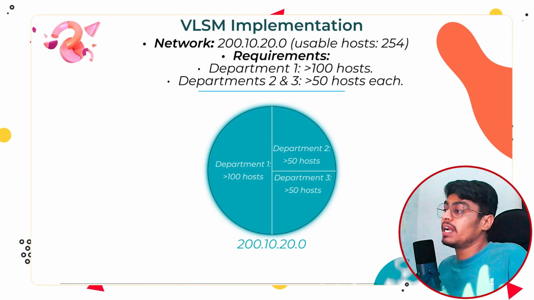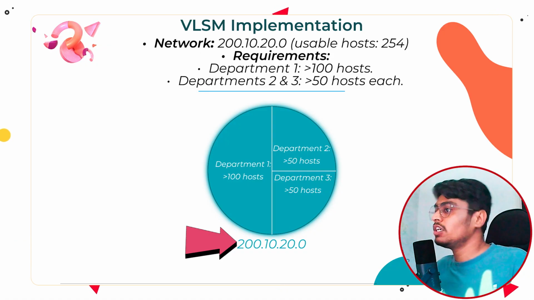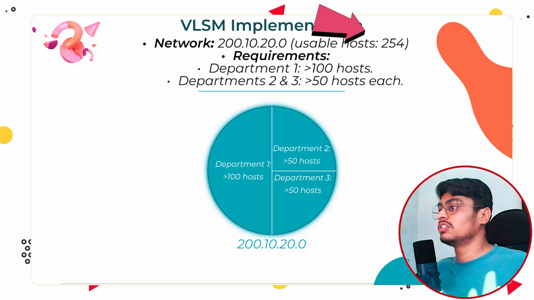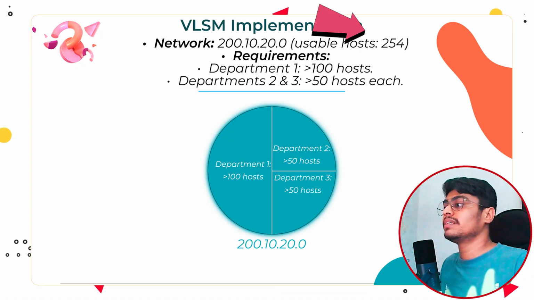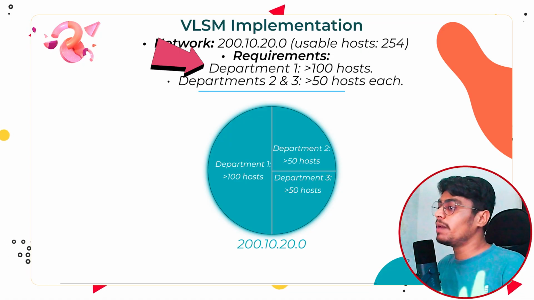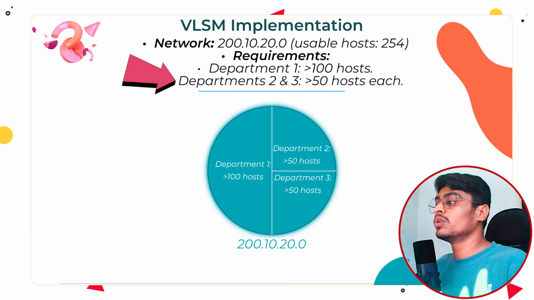Now we are taking the same example. We have a class C address, 200.10.20.0. In class C, how many hosts can be there? 256, 0 to 255, but usable addresses are 254. We have discussed it before. Our requirement is one department needs more than 100 IP addresses and two other departments need more than 50 each.